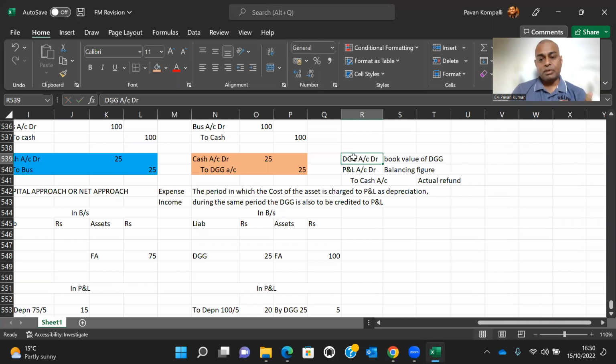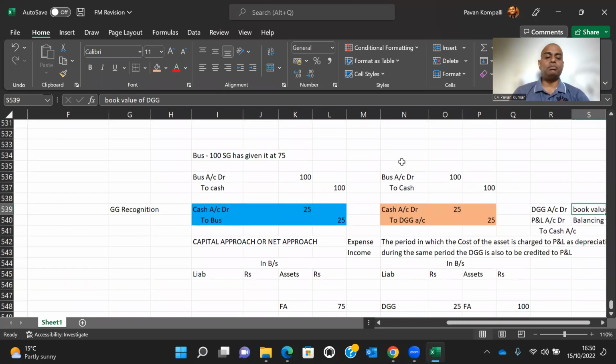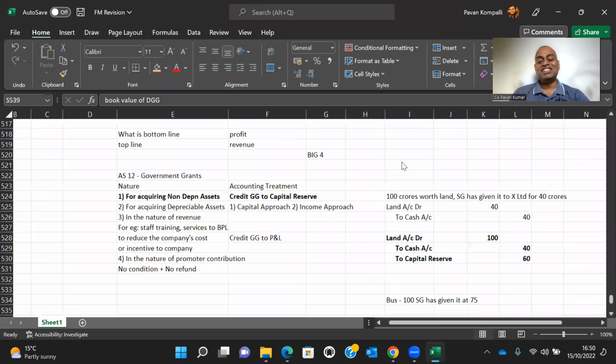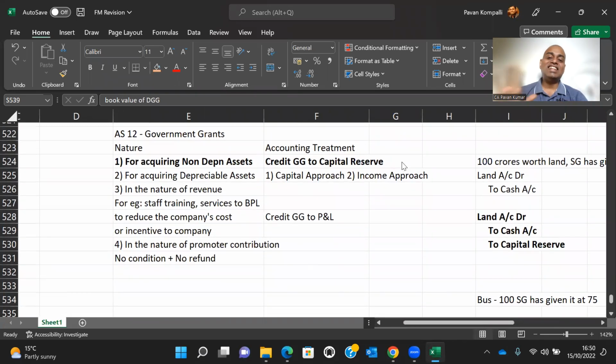When you are refunding in case of income approach, DGG account debit, P&L account debit to cash. How much cash are you paying? Actually, how much you pay right here. How much of DGG is being reversed in your books of account? How much is there that you write off? The balancing figure will be P&L, whether it is debit or credit. That's all. Isn't it? Accounting is so simple, unless you complicate it. Sometimes the student complicates it. Unfortunately, sometimes the lecturer complicates it. Sometimes ICAI also complicates it. With due respect to every teacher and ICAI, just for fun, I'm telling you.